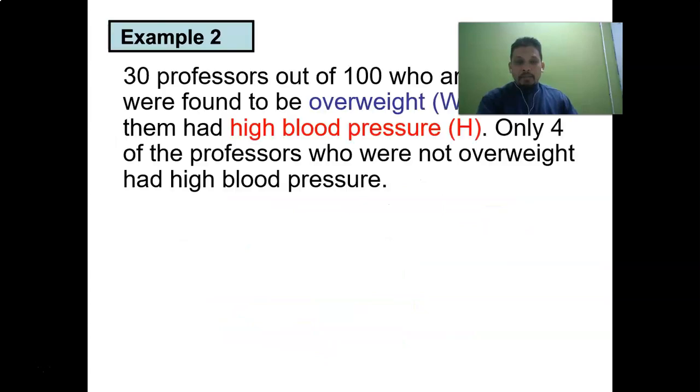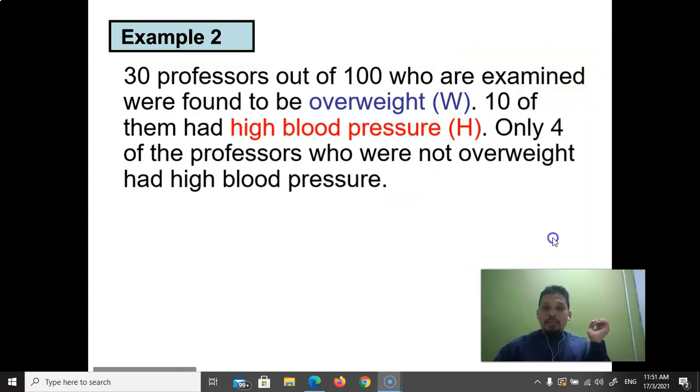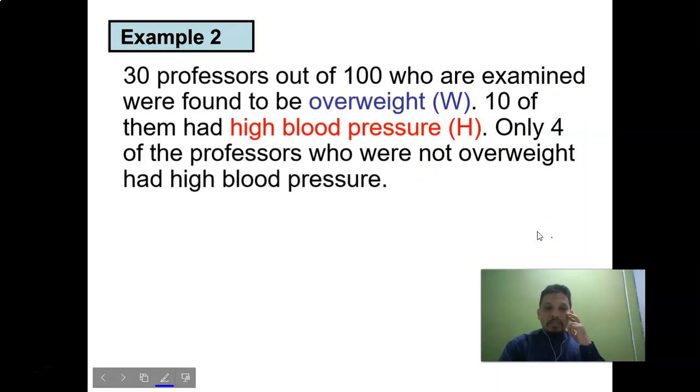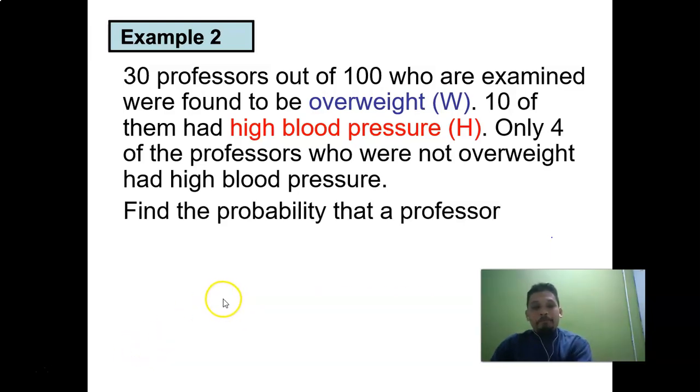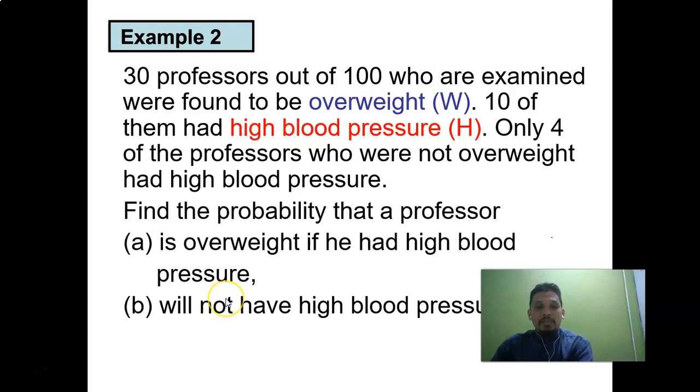So example 2. 30 professors out of 100 who were examined were found to be overweight. 10 of them have high blood pressure. Only 4 professors who were not overweight had high blood pressure. So find probability of all this.